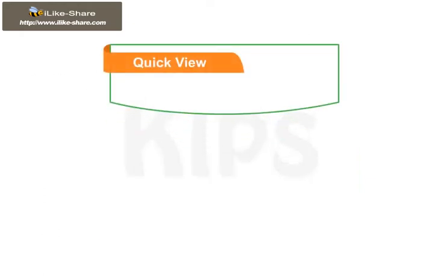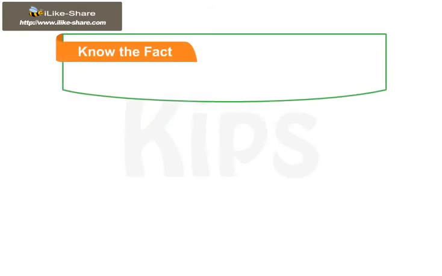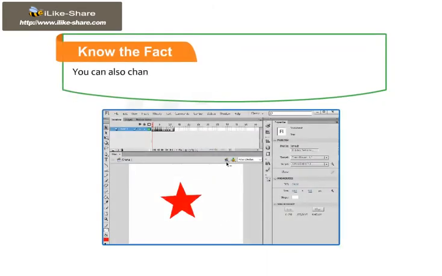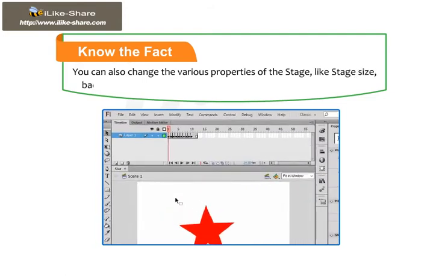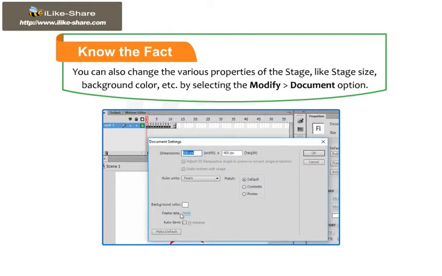If the Properties panel is not visible, then we can select Window, then go to Properties option. Students, let's take a quick view. The Ctrl plus F3 shortcut key combination is used to enable the Properties panel. Students, let's know the fact. You can also change the various properties of the stage like stage size, background color, etc. by selecting Modify, then going to Document option.